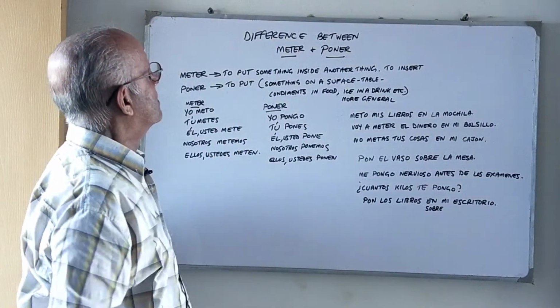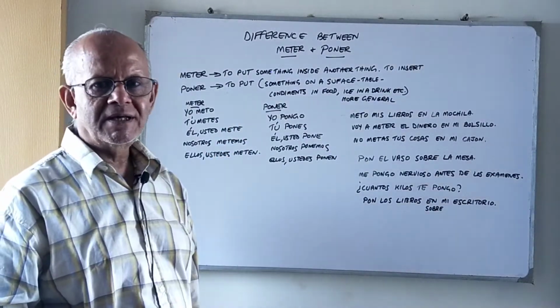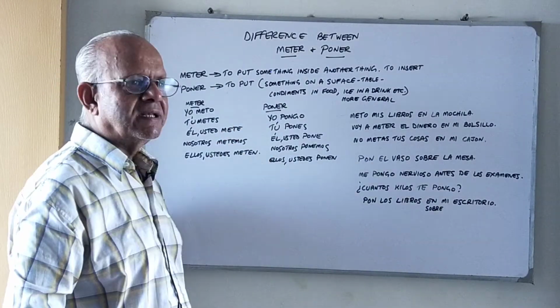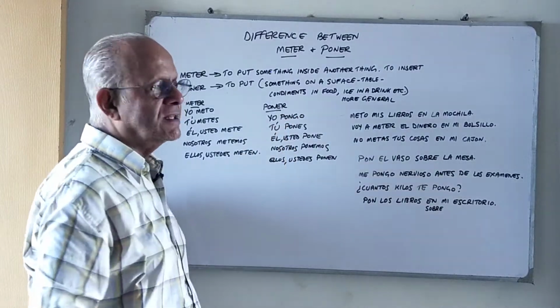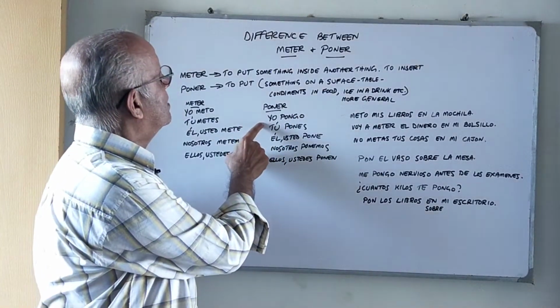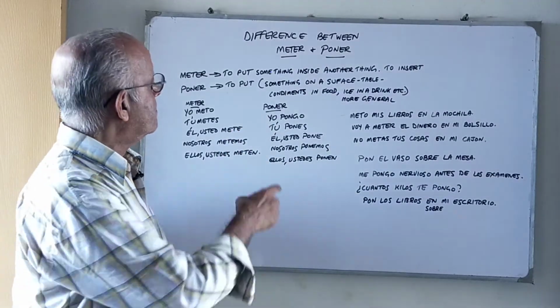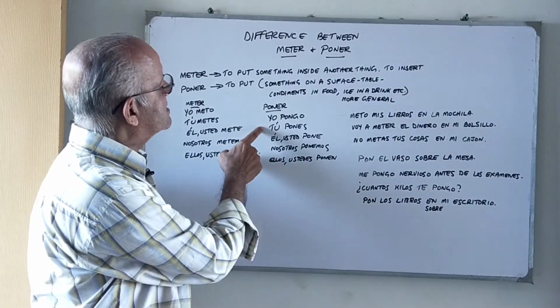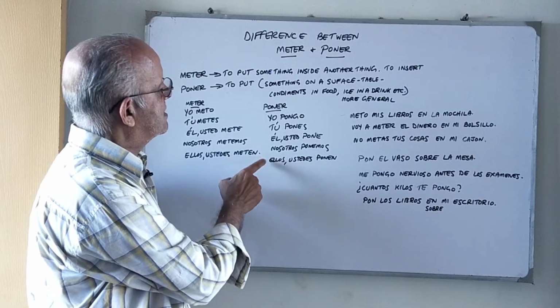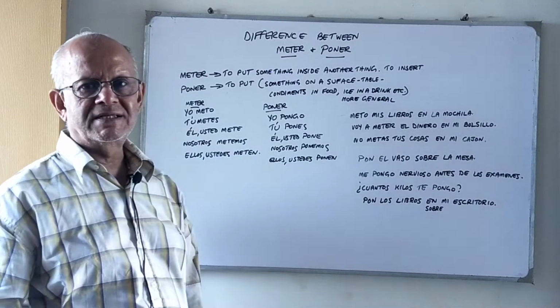Now poner. Poner is a go verb. In the yo formation it's irregular. Verbs that end in go in the yo formation are called go verbs. Poner is a go verb. Yo pongo. Then the rest are regular. Tú pones, él pone, usted pone, nosotros ponemos, ellos ponen, and ustedes ponen.